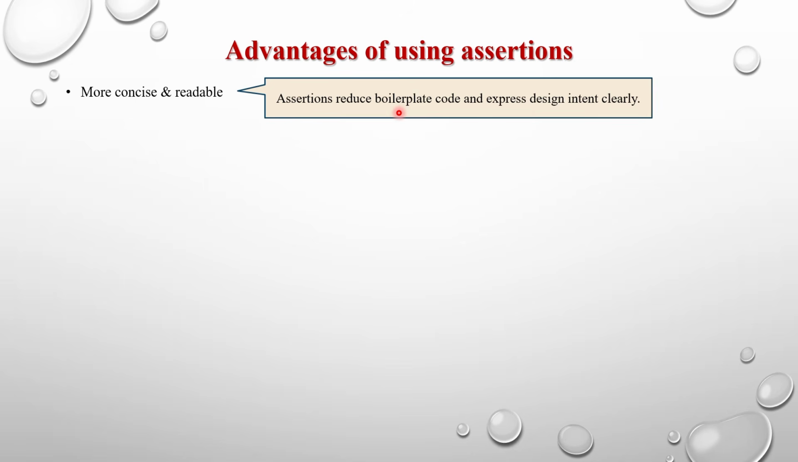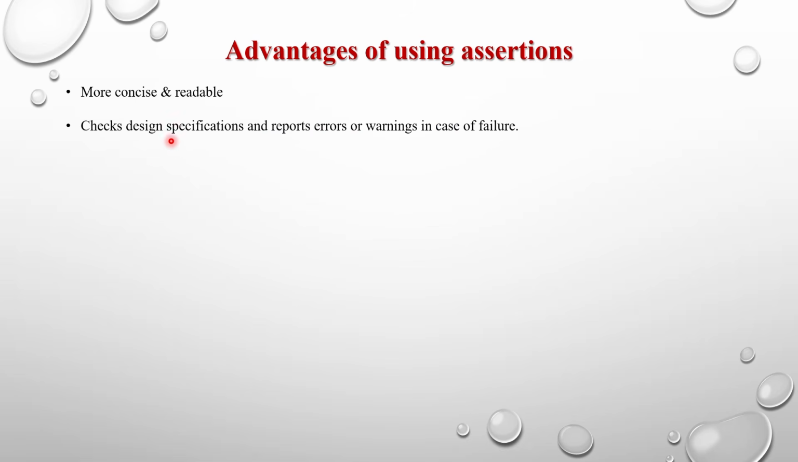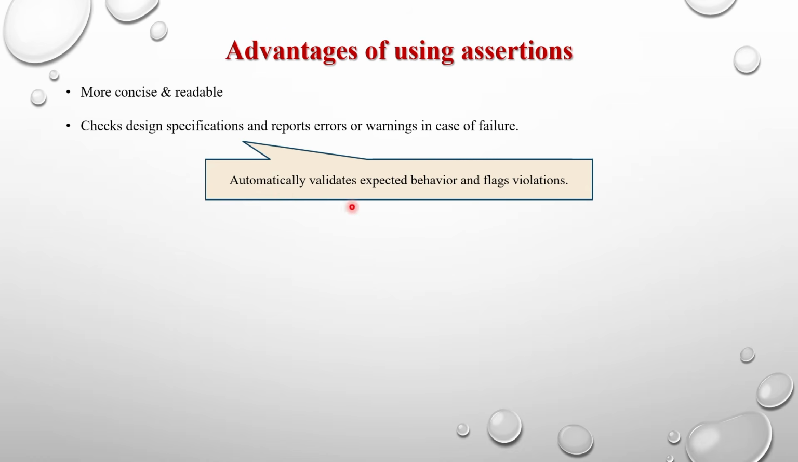So we don't have to repeat the same line of code. It reduces the boilerplate code and expresses design intent clearly. And the next point is it checks design specification and reports errors or warnings in case of failure. We don't have to provide the error statement. Even if you don't provide the error statement, it will report an error or warnings in case of failure. So it automatically validates the expected behavior and flags violations.